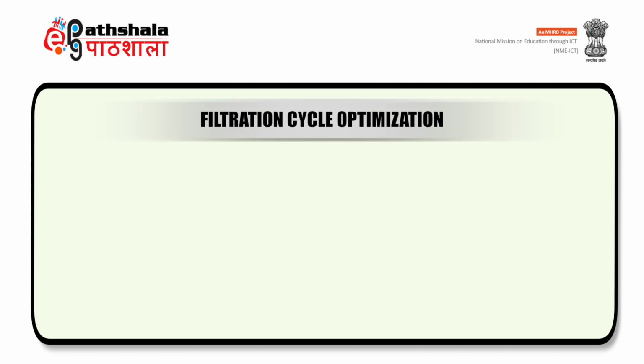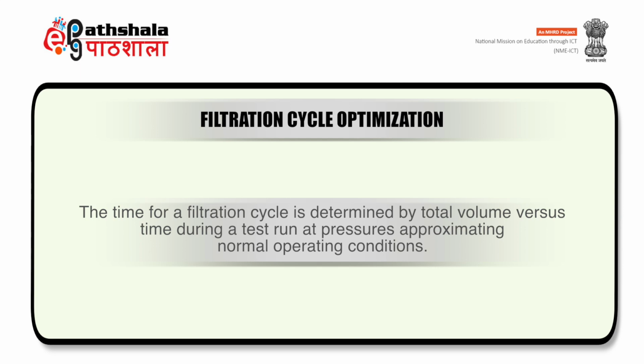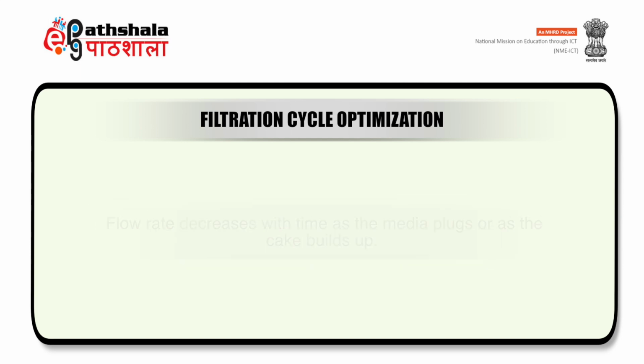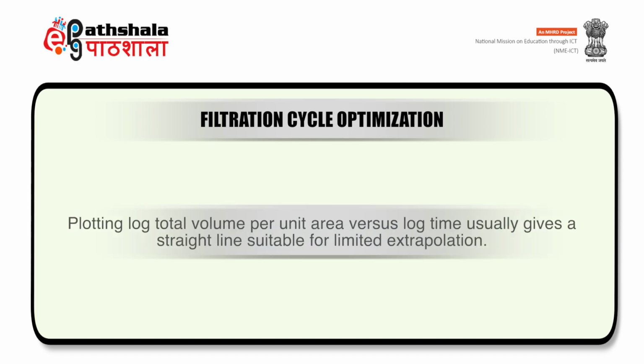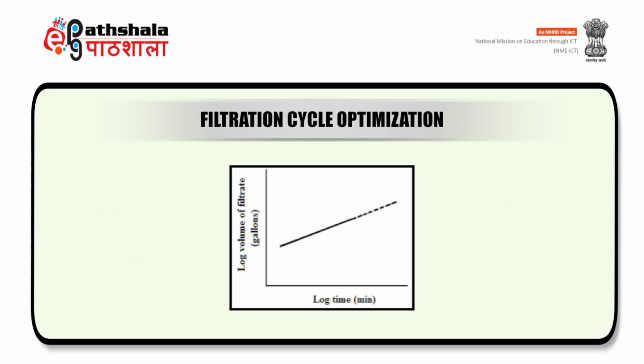Filtration cycle optimization. The question of time for a filtration cycle is resolved by determining total volume versus time during a test run at pressures approximating normal operating conditions. Flow rate decreases with time as the media plugs or as the cake builds up. Plotting log total volume per unit area versus log time usually gives a straight line suitable for limited extrapolation, as shown in the figure on your screen.